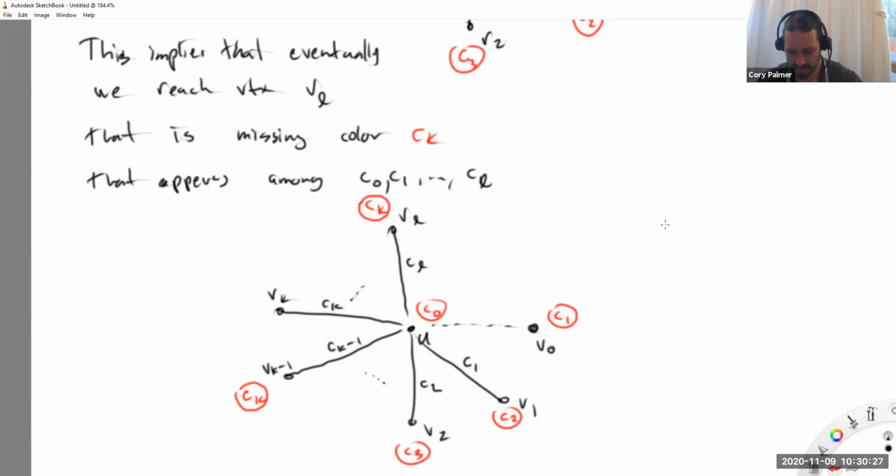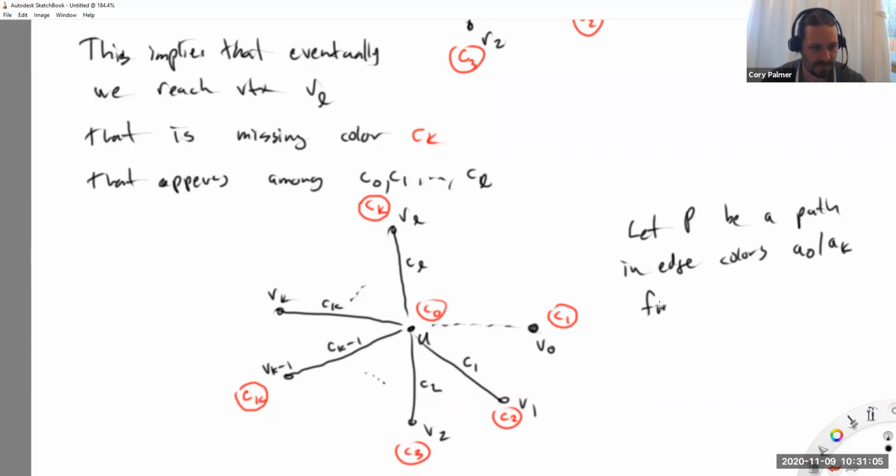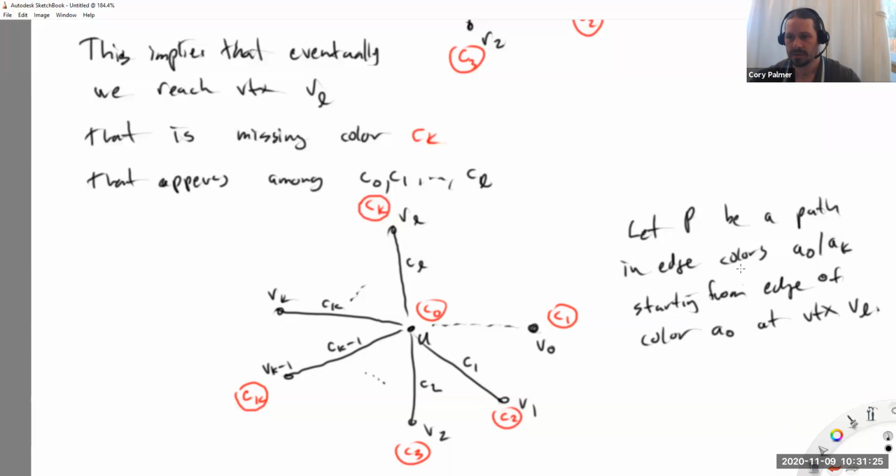Okay, so what I want to produce here is a walk on colors CK and C0. So I want to walk along edges of colors CK and C0. Okay, so where do I start here? Let's say let P be a path in edge colors C0 and CK, starting from the edge of color C0 at vertex VL. Okay, so I got ahead of myself here.